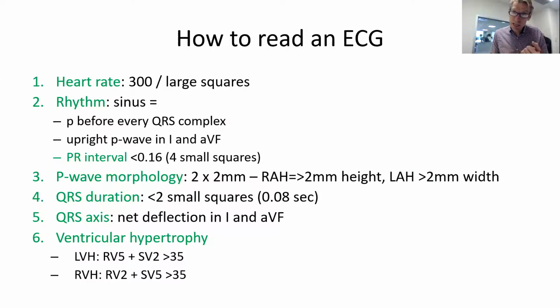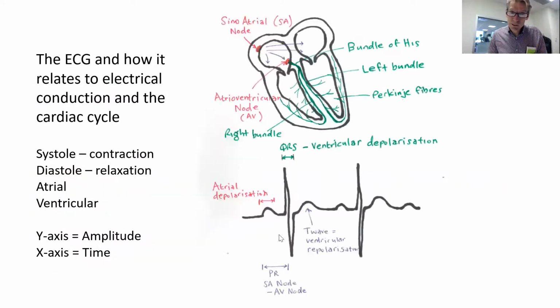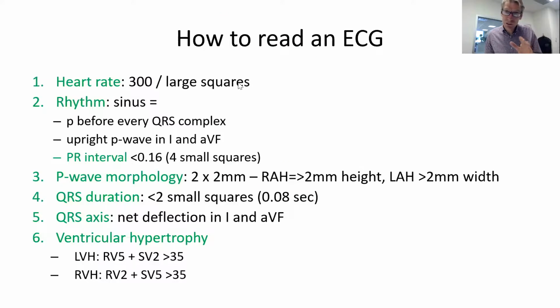I read what the heart rate is, and that is 300 divided by the number of large squares between the RR intervals. So this distance here between the R and the R in large squares, 300 divided by that is the rate, all right? I think most of you know this, but I'm just going to go through it in a systematic way so we don't miss out any of the steps. The second step is to know what sort of rhythm the ECG is.